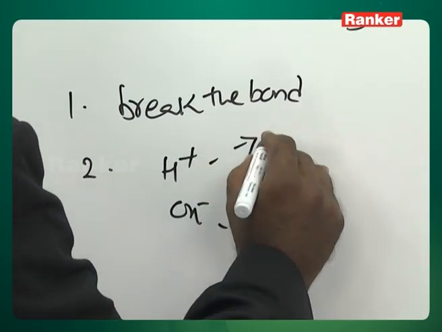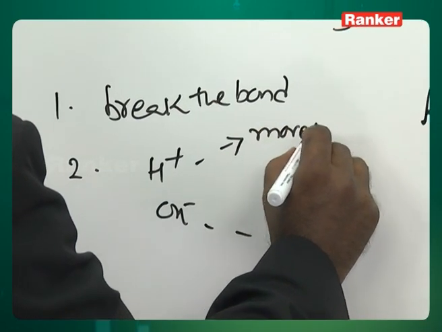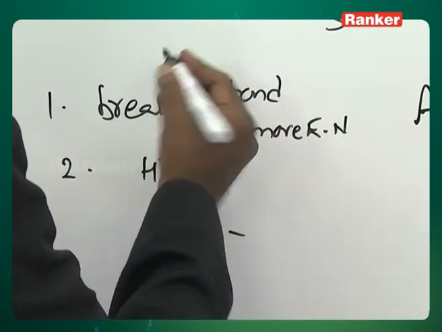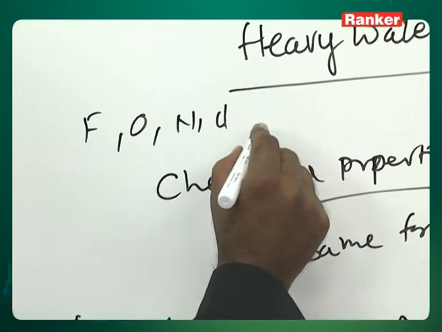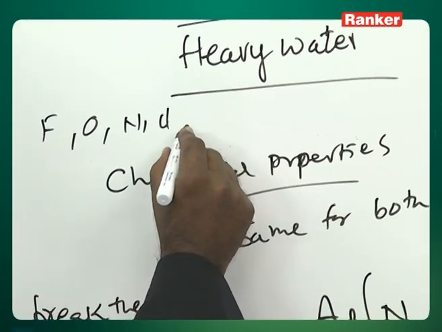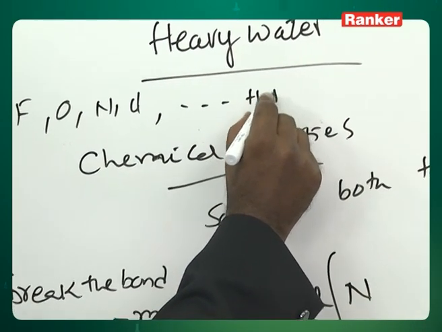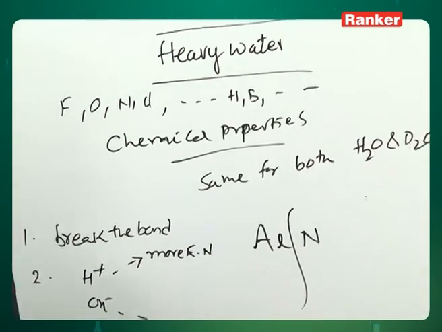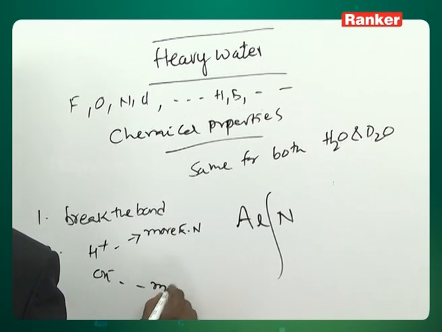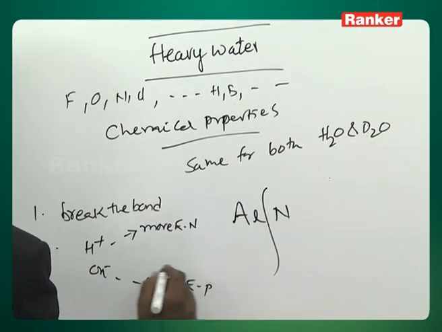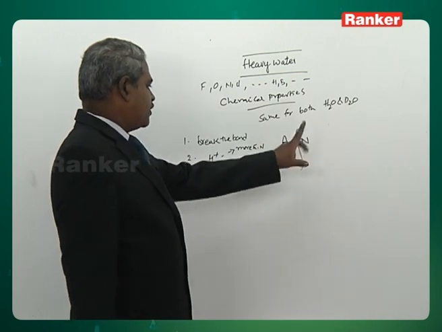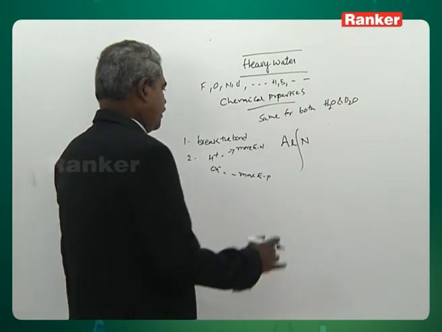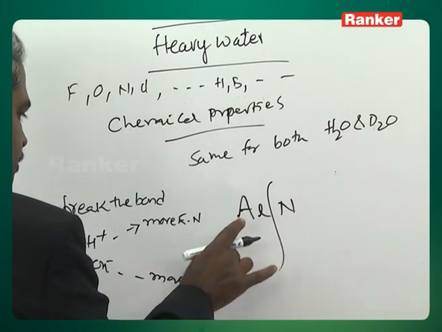Where will H plus go? Whoever is more electronegative. Who is more electronegative? We already know, FONCl, that is the order of electronegativity. FONCl greater than H greater than B, like that. And OH minus goes to whoever is more electropositive or more metallic. So, aluminium plus, nitrogen minus. So, H plus goes there, OH minus goes there.